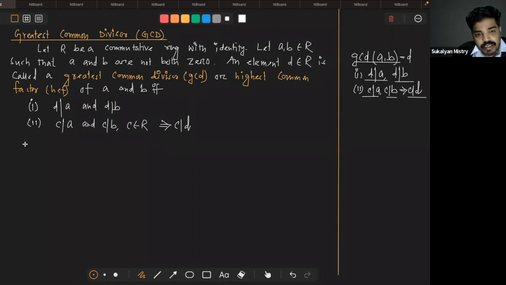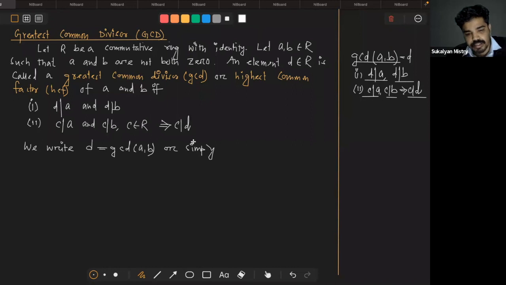And we write d is equal to GCD of a, b, or simply this is written in the form just bracket a, b, এইভাবে অনেকে ডিনোট করে, ঠিক আছে? GCD of a, b or simply (a, b).